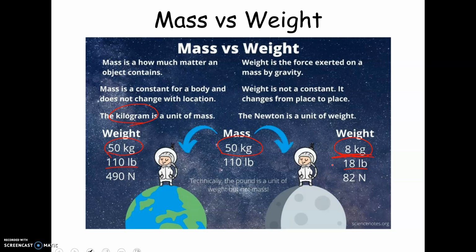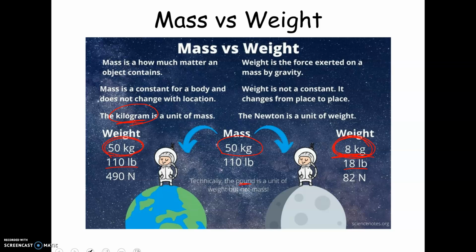So the unit for mass is kilograms. That's the standard metric unit. Or you may hear that converted to grams or milligrams or micrograms if you're talking about tiny, tiny amounts. So my weight on Earth would be 50 kilograms. But my weight on the moon would only be 8 kilograms because the gravity is less on the moon.